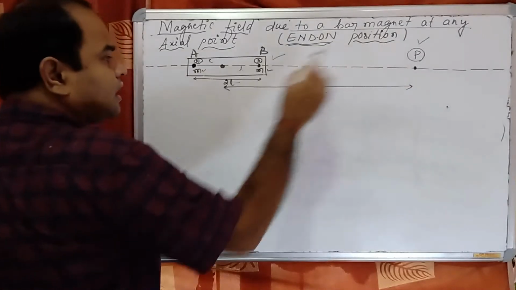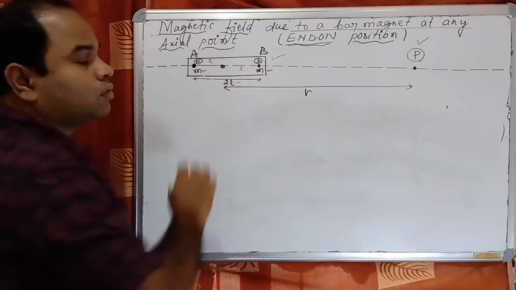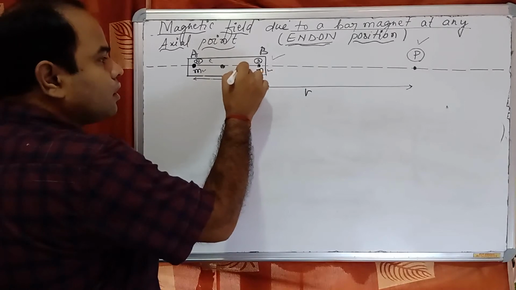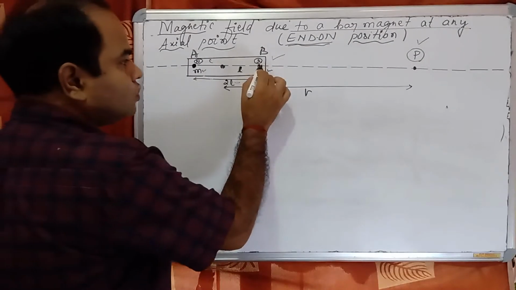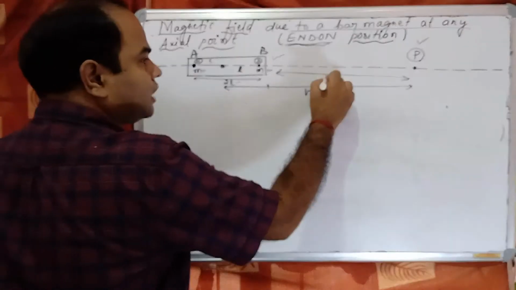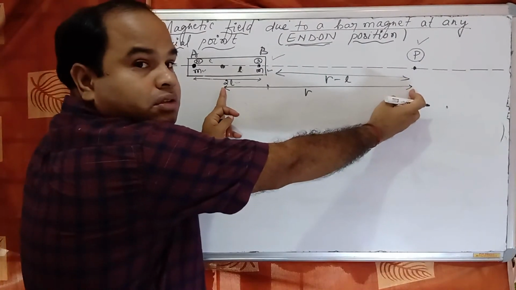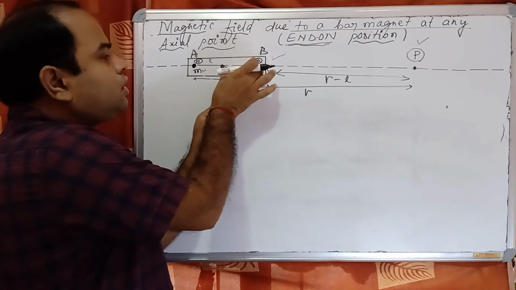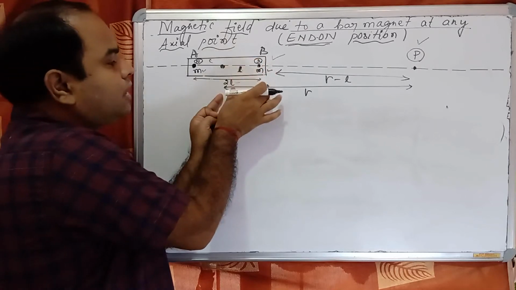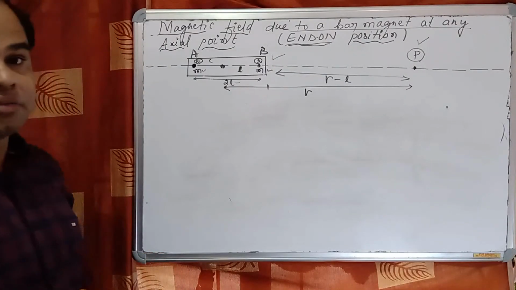If the point P is r distance from the center of the bar magnet, then what is the distance from the south pole? The center to south pole distance is L. So the distance from the south pole to point P will be r minus L. Again, the center to point P distance is r, and the center to south pole distance is L. If we subtract L from r, the distance from the south pole to point P is r minus L.